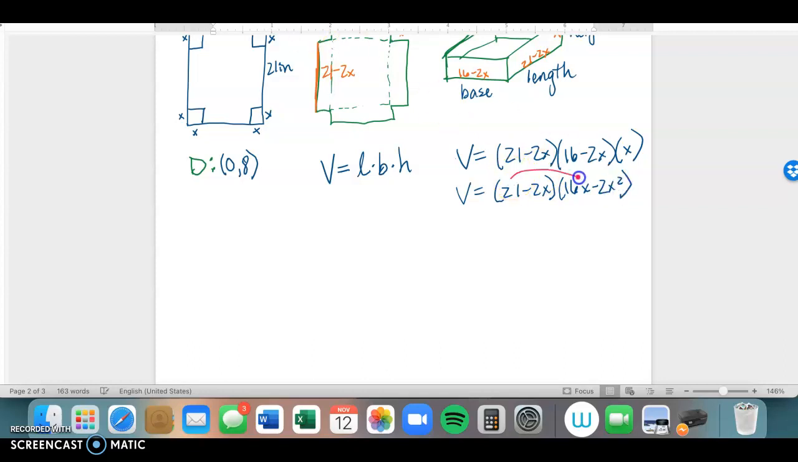we'll do some distribution here. So 21 times 16, I believe, gets me 336x, and then minus 42x squared, and then minus 32x squared, and then plus 4x to the third. So let's rearrange that so that we have it in descending order. So 4x to the third minus 74x squared plus 336x. All right, so now what do we have to do with this?